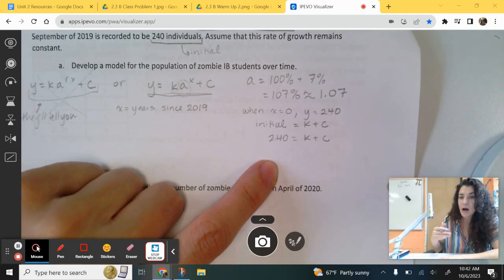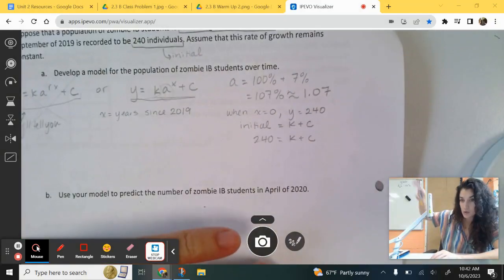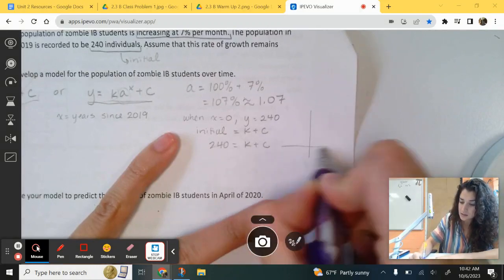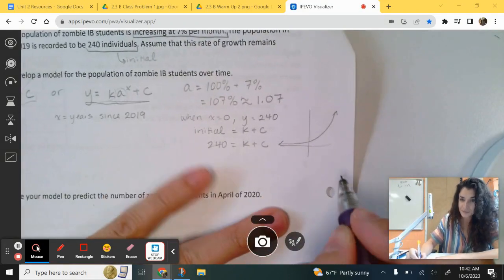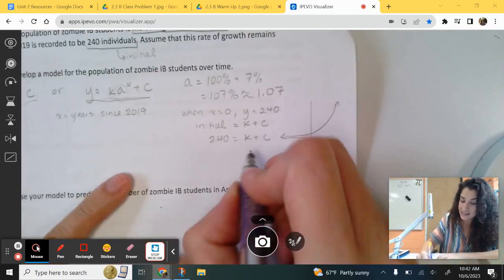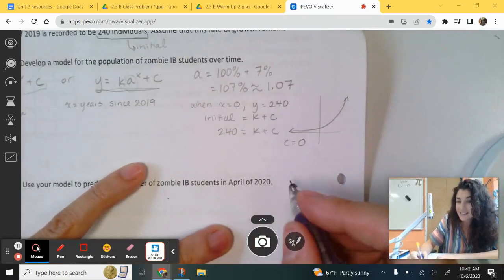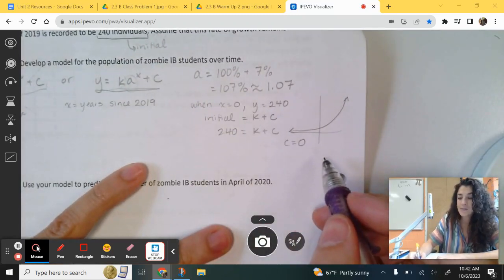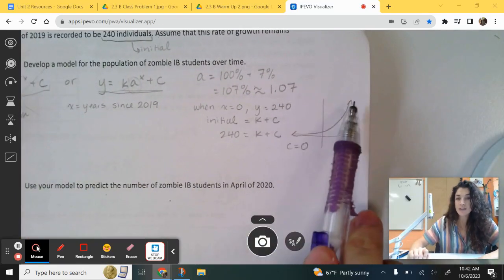Think about how an exponential growth looks, right? Exponential growth looks like this. And the horizontal asymptote of when it looks like this is that C, the horizontal asymptote, is 0. So C is 0. Maybe not my best explanation. I'll give it a second try. Exponential growth looks like this, right?